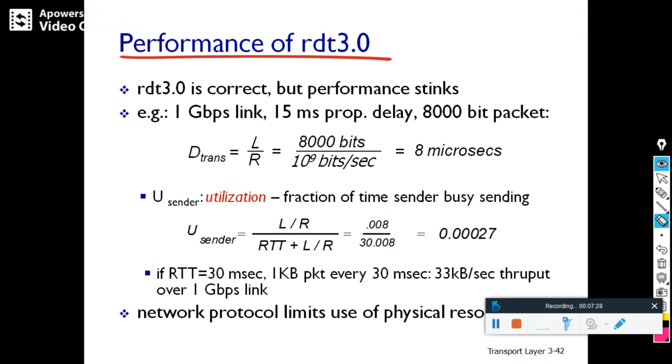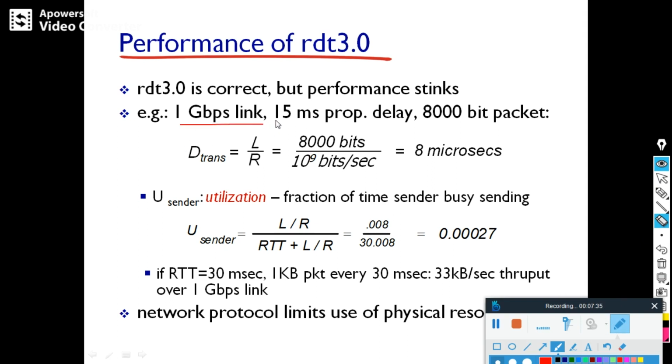So now we will see the performance. We are using a 1 Gbps link, and assume 15 millisecond propagation delay from one corner of the world to the other, east corner and west corner. So 15 millisecond is the propagation delay. Then RTT is 30 millisecond, plus a buffering delay, which is also included.